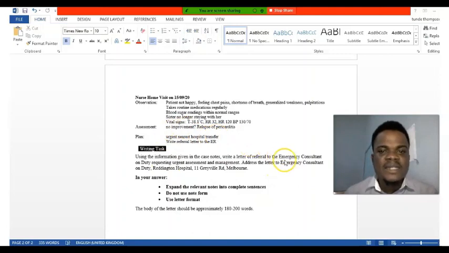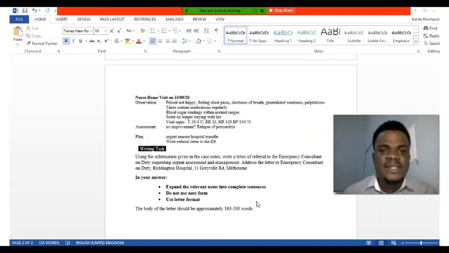Now, what are we managing this patient for? What have we done for this patient so far, or what are we treating this patient for? Usually, you can find it just a little bit above the writing task. Here, from the assessment: no improvement, query relapse of pericarditis. That means most likely this patient had pericarditis before, and it has relapsed, and now the patient needs to be urgently transferred to the emergency room for treatment.